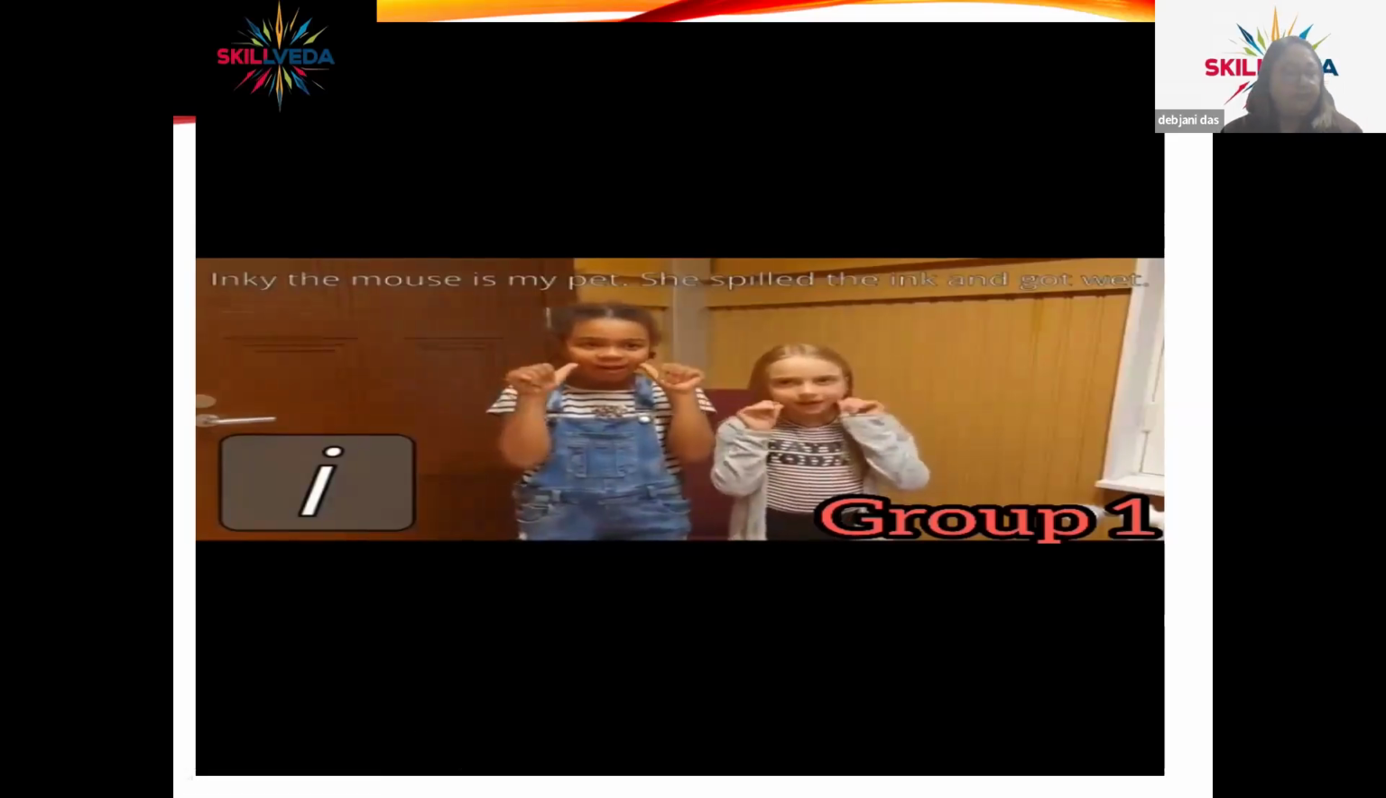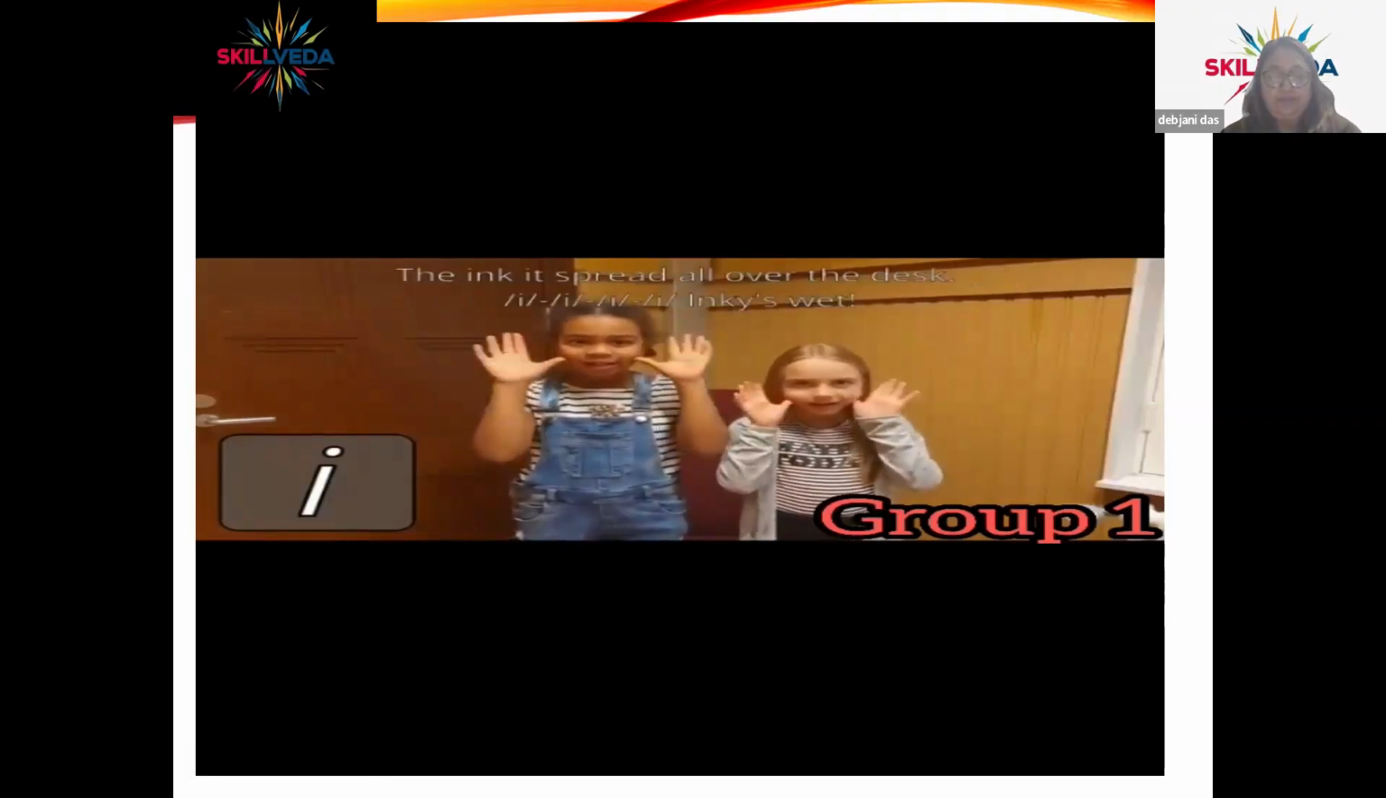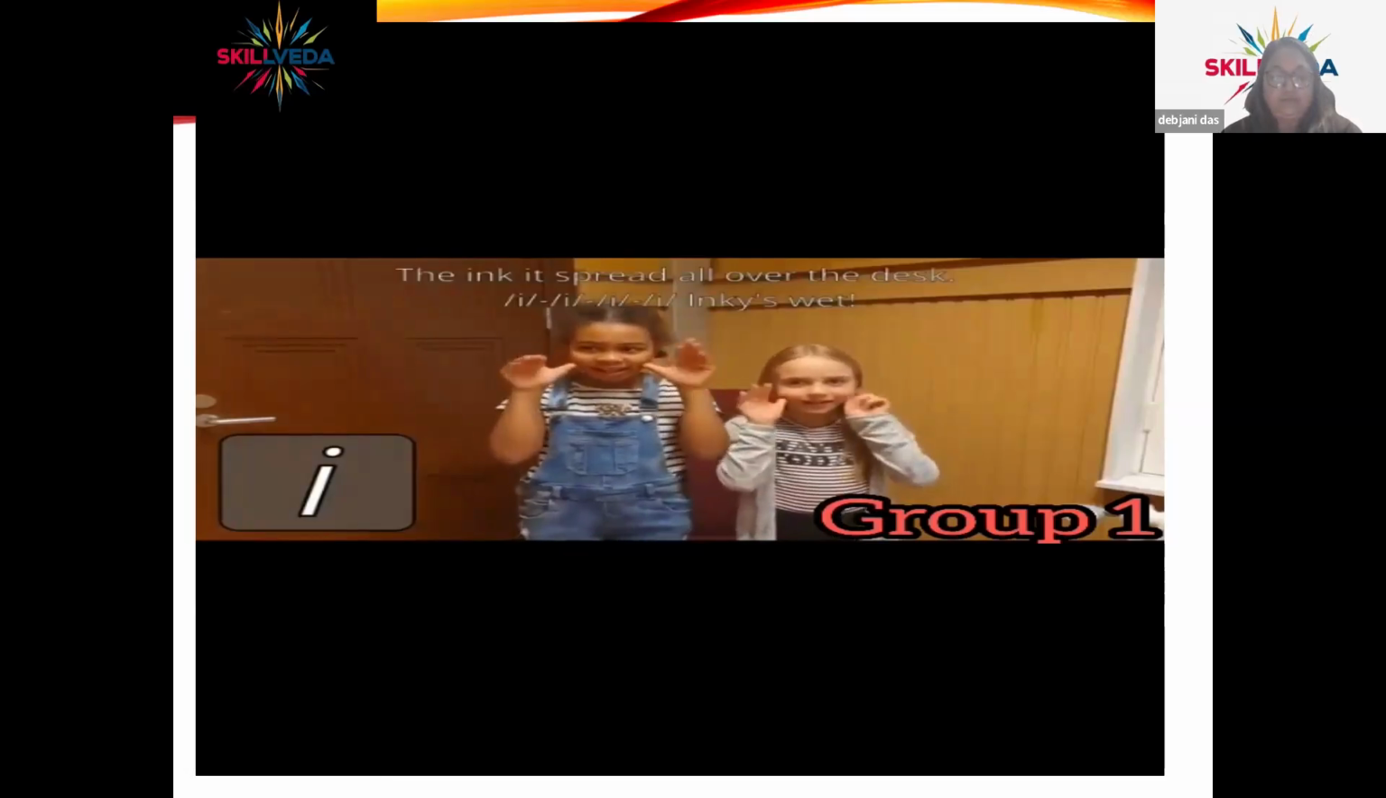Inky the mouse is my pet. She spilled the ink and got wet. The ink is spread all over the desk. Inky's wet.